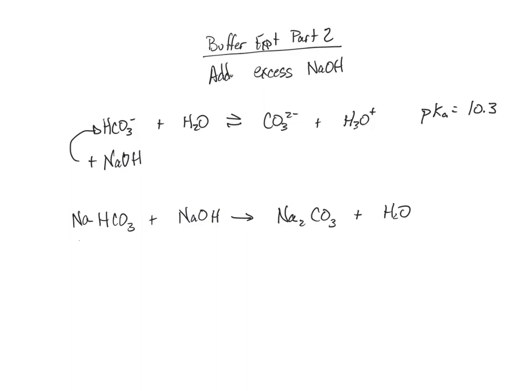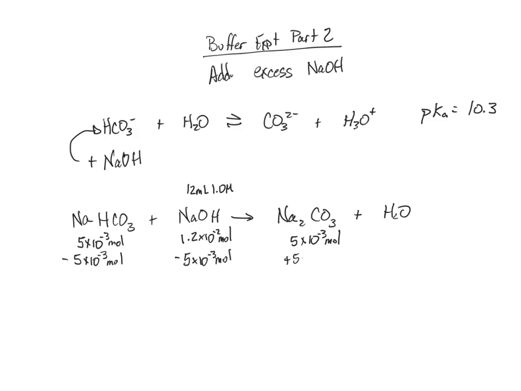And whenever I added my 10 milliliters of buffer, I added 5 times 10 to the minus 3 moles of the bicarbonate and the carbonate. And for this reaction, let's add 12 milliliters of 1.0 molar NaOH, which adds 1.2 times 10 to the minus 2 moles of NaOH. And that means that 5 times 10 to the minus 3 moles of bicarbonate and NaOH react and form 5 times 10 to the minus 3 moles of sodium carbonate.